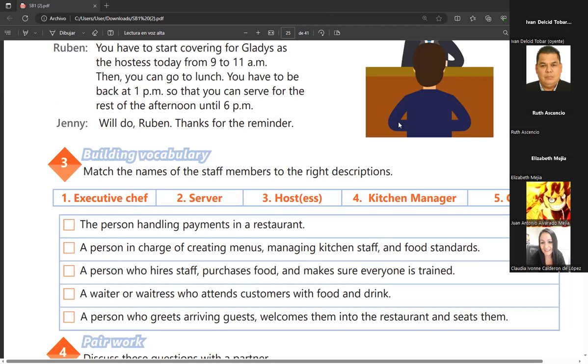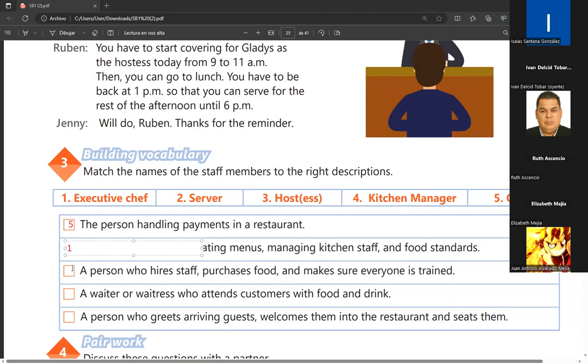Okay, let's start. It says number one, the person handling payment in a restaurant. What is number one? Cashier. Number five. Cashier, right? Number two, a person in charge of creating menus, managing kitchen staff and food standards. Number one. Executive chef, very good.